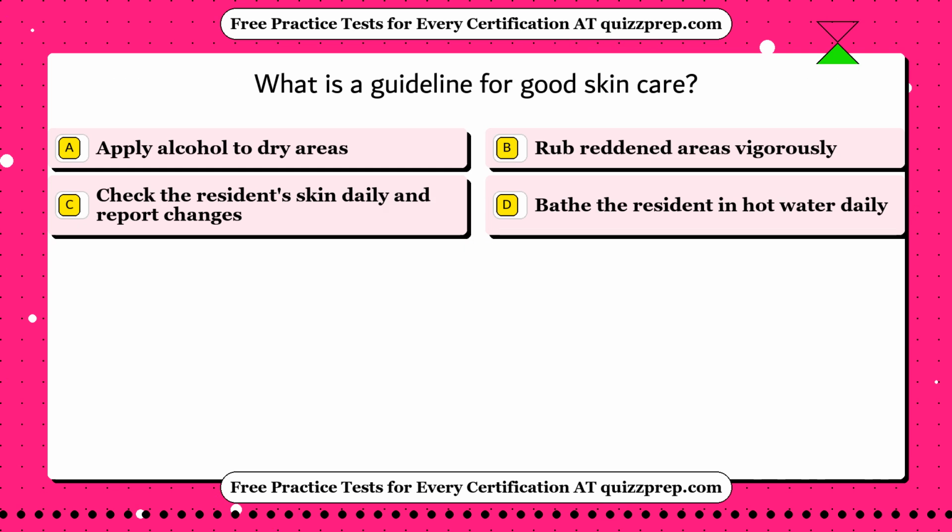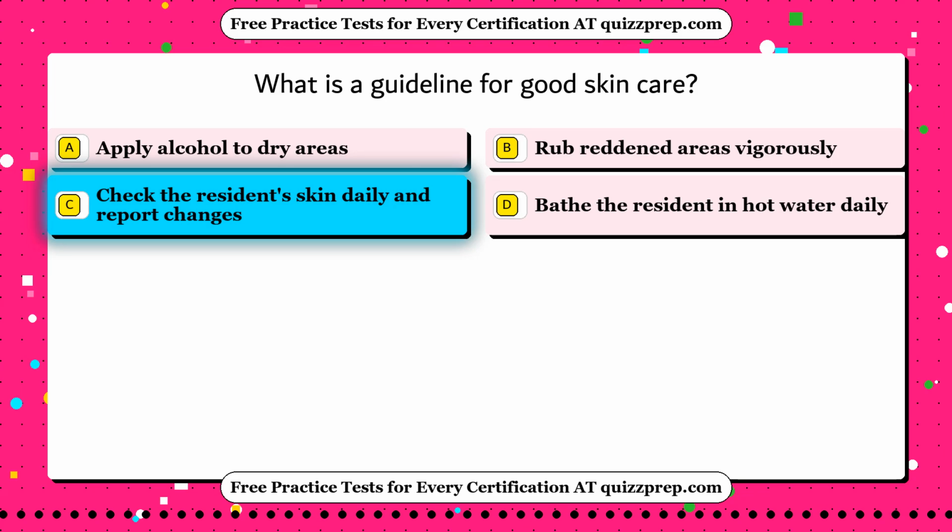Question 64. What is a guideline for good skin care? Option A. Apply alcohol to dry areas. Option B. Rub reddened areas vigorously. Option C. Check the resident's skin daily and report changes. Option D. Bathe the resident in hot water daily.